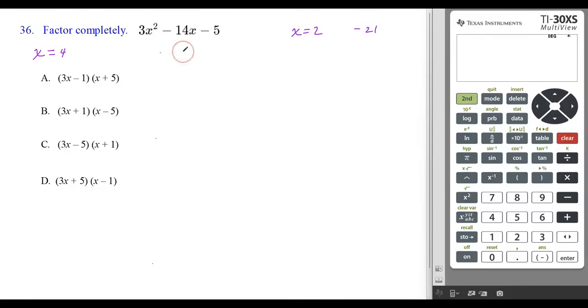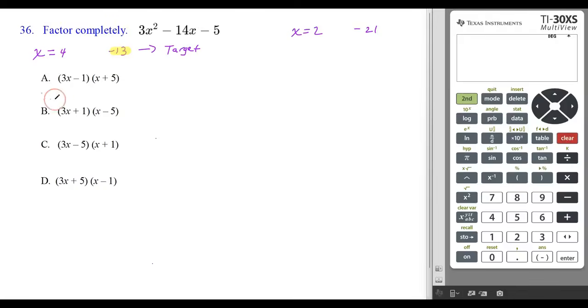I'll hit clear. Let's punch this in and watch what happens. I'm going to do this more quickly. I'll go 3x squared minus 14x minus 5. I hit enter. And look what I get out now. I now get out the target answer of negative 13. So this becomes like my new target, right? This is my target answer now. Before, when I plugged in 2, I got out a negative 21. But when I plugged in 4, I got out a negative 13. That's okay. It's still going to all work out. You're still going to get answer choice B.